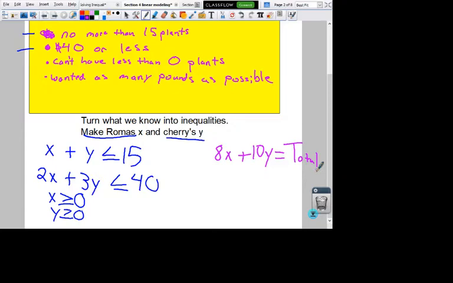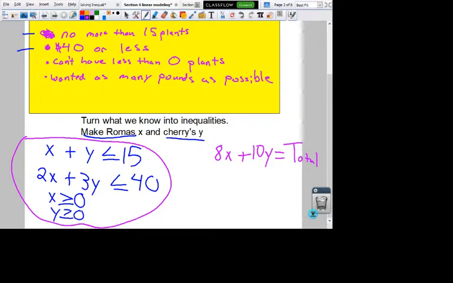Because I want as many pounds as possible, what we're going to do is graph all of our inequalities. We're going to graph each one of these in Desmos and see where they overlap, because where they overlap, we're going to look at the corners. So right now I want you to go into Desmos and graph all 4 of these so we can see what it looks like.